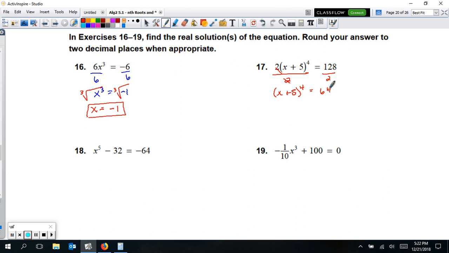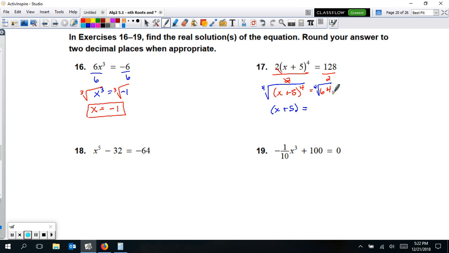And now to get rid of the exponent of 4, we're going to need to do a radical again. So we've got to do a radical with a 4th root. It's got to have a 4 here now. The root's got to be 4 because the exponent is 4 here. That way it undoes that and now releases my x plus 5 from the clutches of the power. And so now it just says x plus 5 is equal to the 4th root of 64.